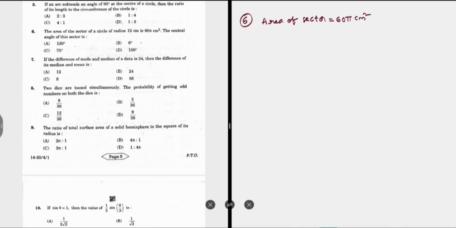The radius is given. The area of the sector of a circle of radius 12 centimeters. R is also given. R is equal to 12 centimeters. We have to find the central angle at the center. What is the area of a sector formula? Area of sector is equal to theta by 360 into pi r square.